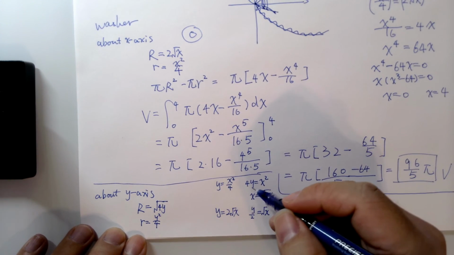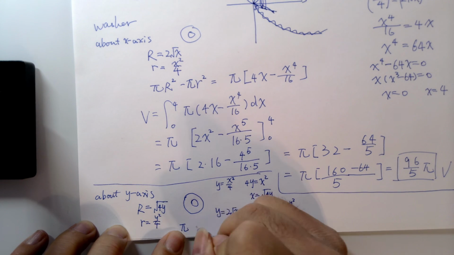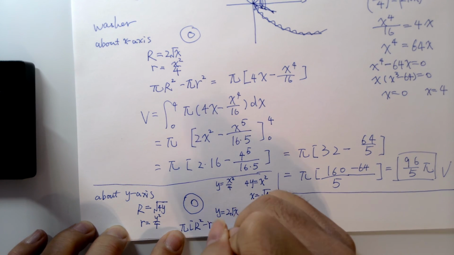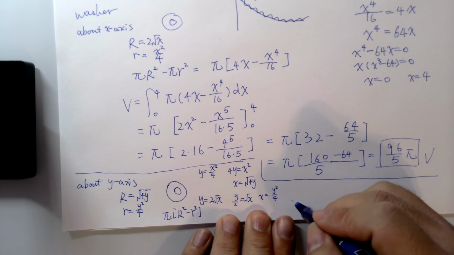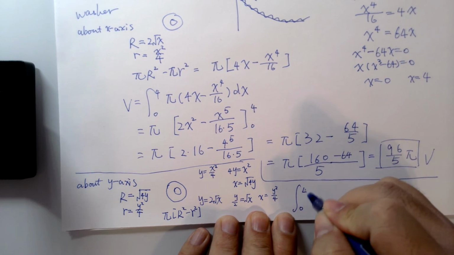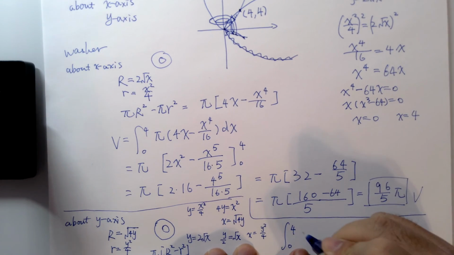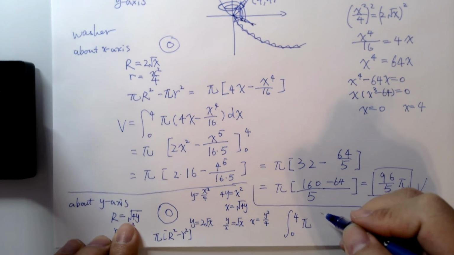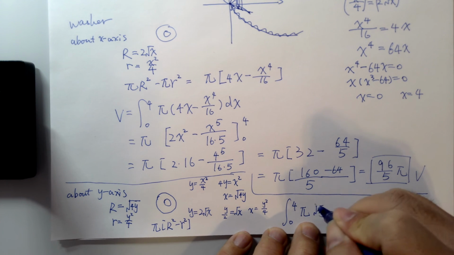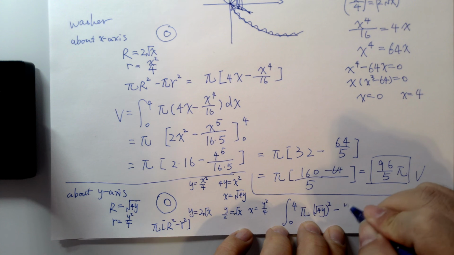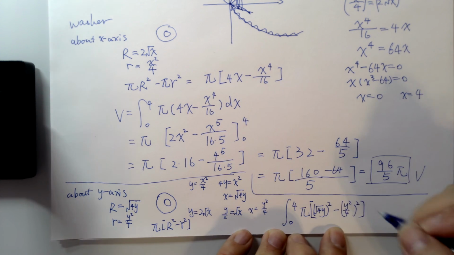So the area of the washer is going to be pi times capital R squared minus small r squared, right? And hence, you can set up the integral from 0 to 4. Right now, we are handling it with respect to y. So it's pi times, our capital R is square root of 4y, so square root of 4y squared minus y squared over 4, then squared, right? And then dy.